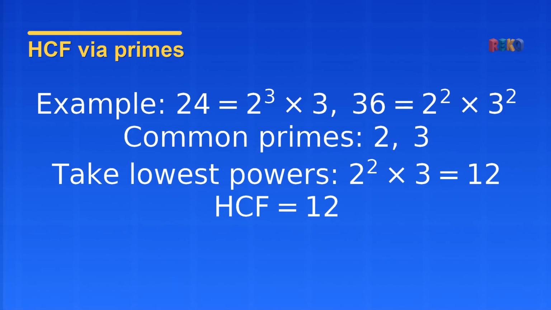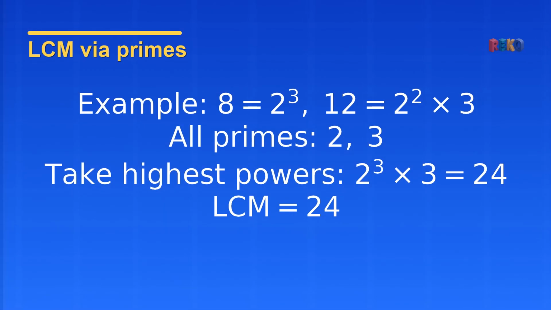For example, 24 is 2 cubed times 3, and 36 is 2 squared times 3 squared. The common primes are 2 and 3. Take the lowest powers, 2 squared and a single 3, giving a highest common factor of 12. For example, 8 is 2 cubed, and 12 is 2 squared times 3. Include every prime that appears using the highest powers. 2 cubed times 3 gives a lowest common multiple of 24.